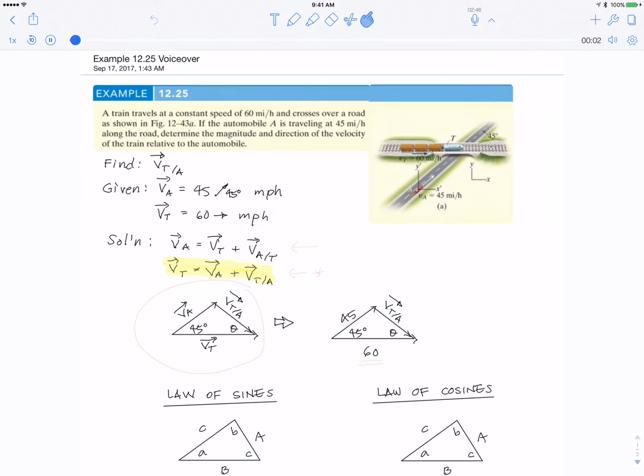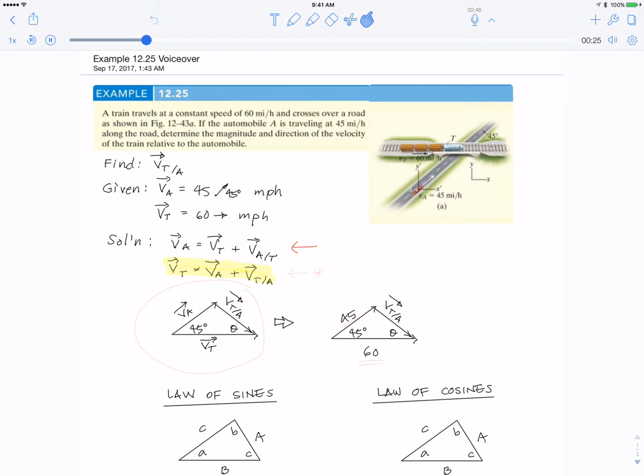So this is a relative velocity problem, and we're given the velocity of car A and train T, and they want to know the velocity of the train relative to A. So that would be, if you were in the car, what it looked like the train was moving as you're driving in the car. And so remember how these equations work.